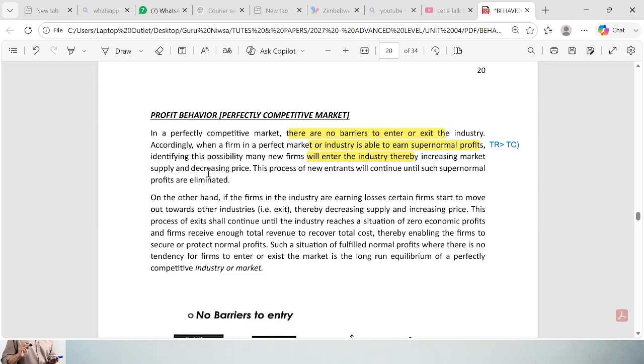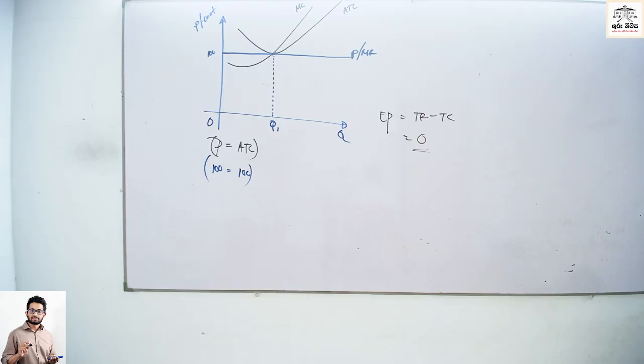Increase in market supply and decrease in price. This process of new entrants will continue until such supernormal profits are eliminated. I'll explain this point. Look at the whiteboard. This is how it happens.